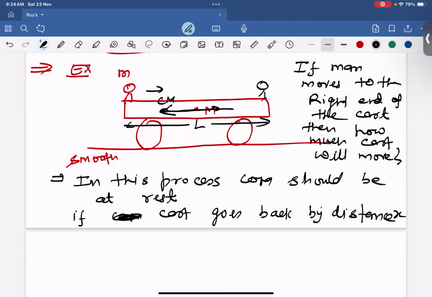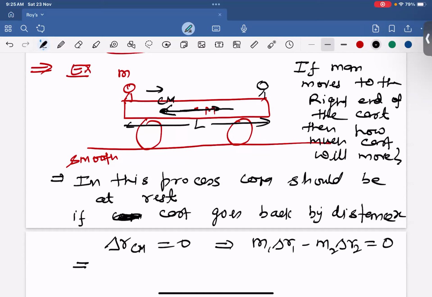As I know, in this condition the distance traveled by the center of mass, delta R_CM, is always zero. And delta R_CM, I can write as M1 delta R1 minus M2 delta R2. The minus term says that if the man is going towards the right, the boat is going towards the left. That's why the minus sign is there. That is zero. So how much is M1 moving? That is delta R1. How much is M2 moving? That is delta R2.